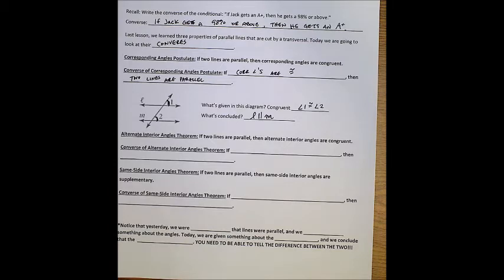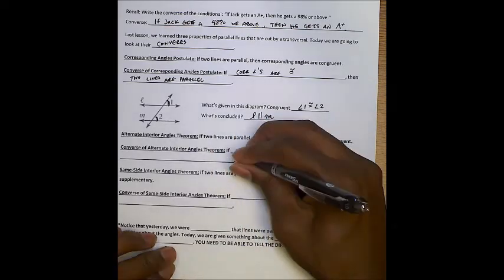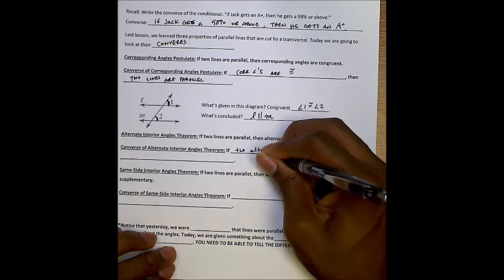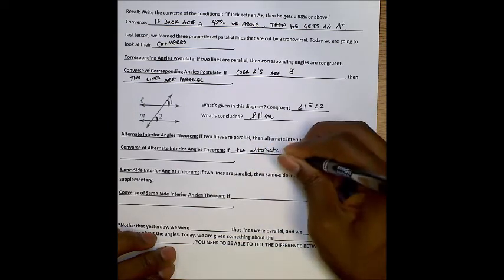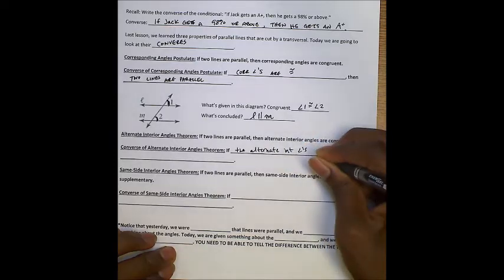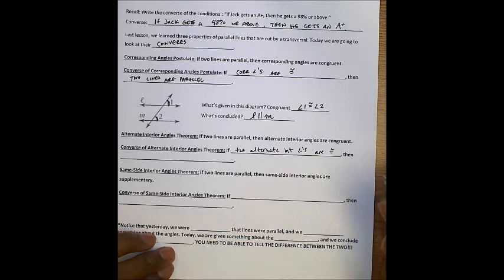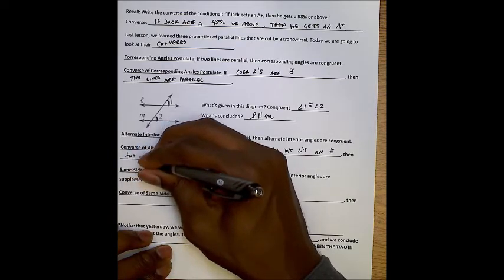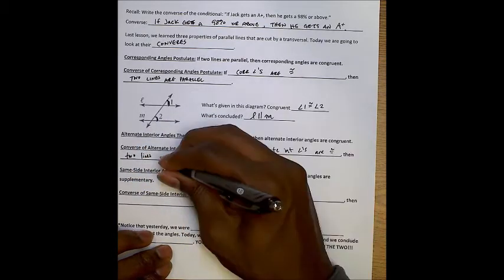The Alternate Interior Angles Theorem says if two lines are parallel, then the alternate interior angles are congruent. So its converse would say, if the alternate interior angles are congruent, then two lines are parallel.